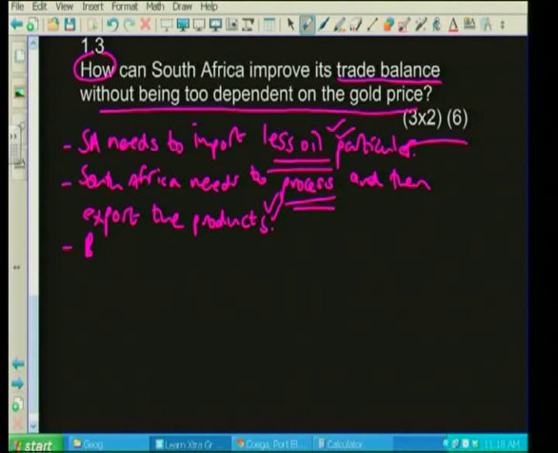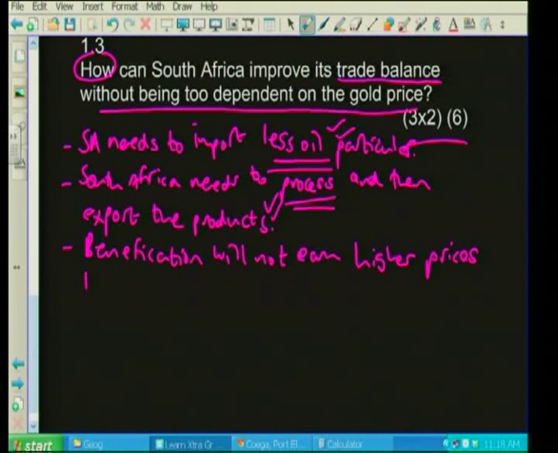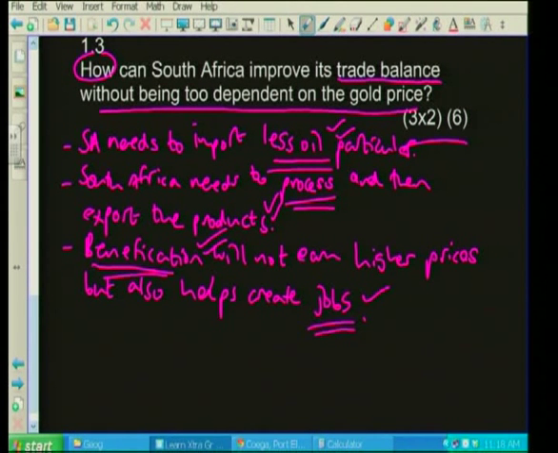Beneficiation, what I've just spoken about in that previous point, but now I'm taking it further and elaborating a little bit more. Beneficiation will not only earn higher prices, right, not only are we going to earn higher prices for that material, but it will also create more jobs. It helps create more jobs, and job creation is very important in South Africa. Right, so any of those 2 ideas there will get us those other 2 marks.